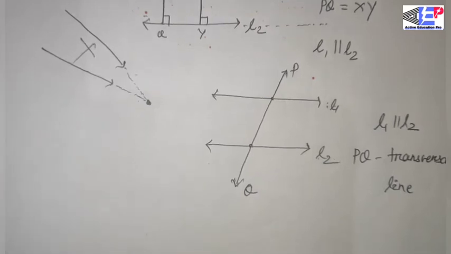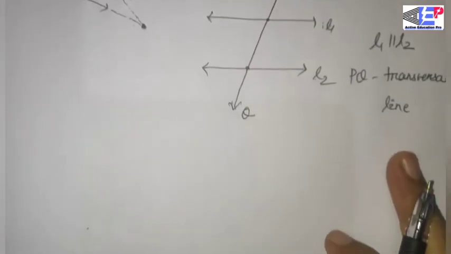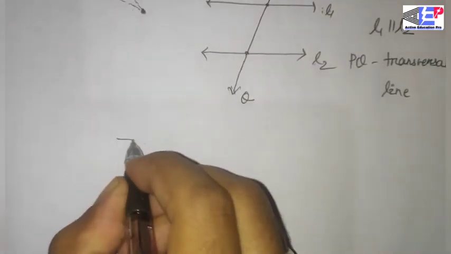Next comes the angle property of parallel lines and their transversal. So again I draw another pair of parallel lines.